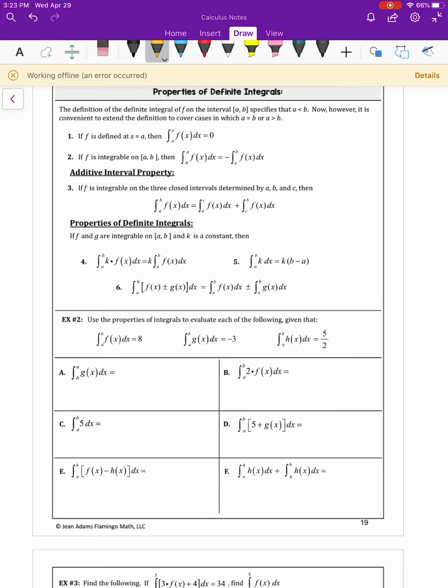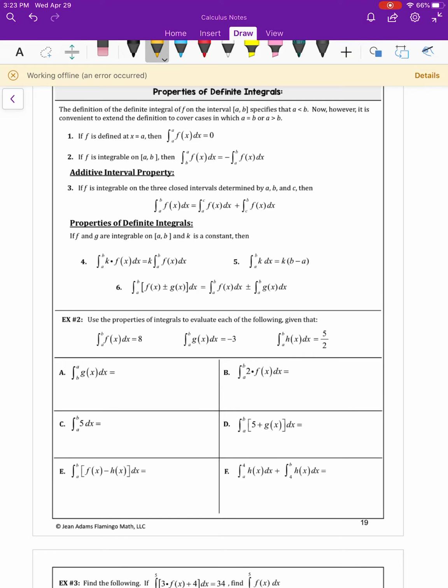Number 3, if f is integrable on the three closed intervals determined by a, b, and c, then the integral from a to b, f of x dx, is equal to the integral from a to c, f of x dx, plus the integral from c to b, f of x dx. Okay? And we would think that c would be in between a and b there. So, properties of definite integrals.